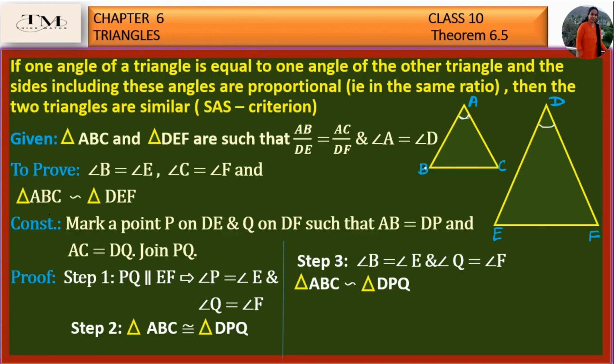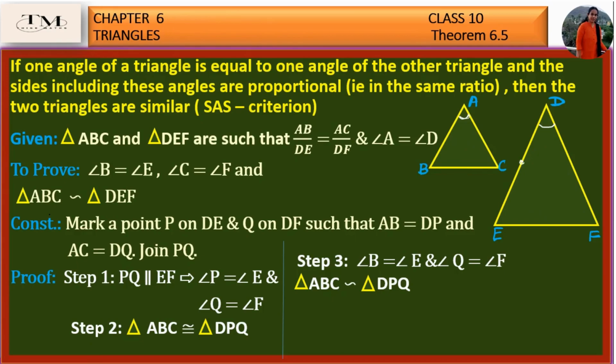We have to prove angle B is equal to angle E, angle C is equal to angle F. So, what happens? We get all three angles equal, since angle A is equal to angle D is given. If we prove angle B equals angle E and angle C equals angle F, then by the AAA criterion, which we already proved in Theorem 6.3, we can say triangle ABC is similar to triangle DEF. In order to prove this, we have to construct some points and lines.